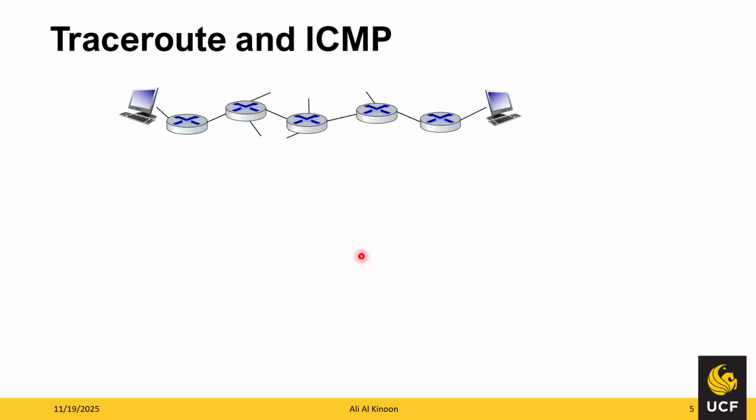So traceroute and ICMP, right? We want to differentiate between those, and we want to know if they work together or are they different. Traceroute works by discovering each router on the path between the source and destination. Ping only pings a host to make sure that it's reachable or not.